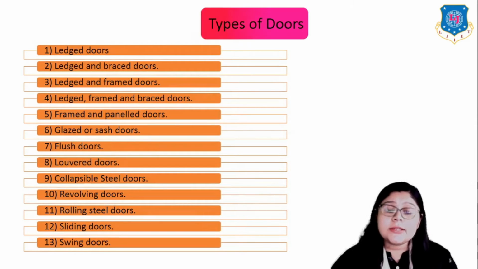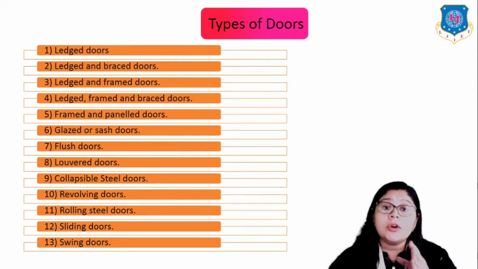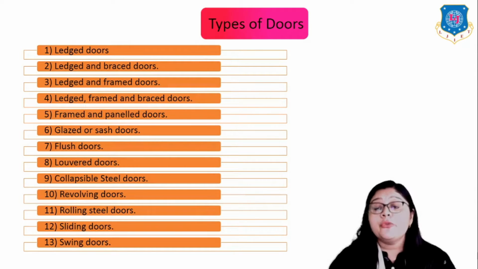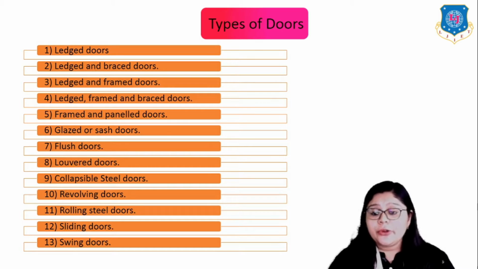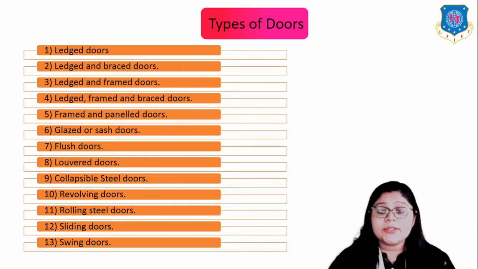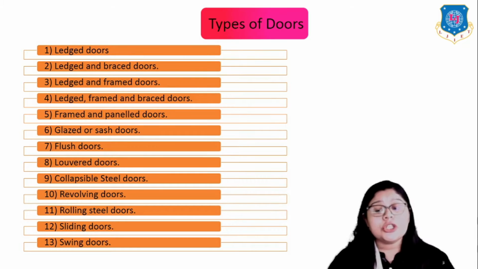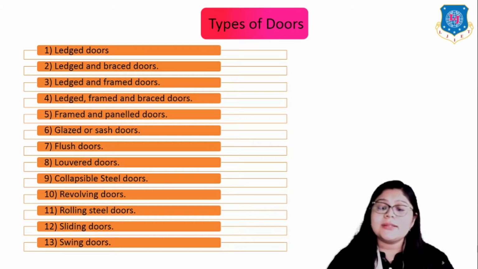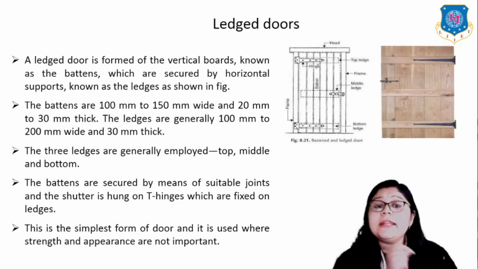There is a list of types of doors available on this slide, where you can see overall 13 types of doors. First is the ledge door, then the ledge and braced, ledge and frame, ledge frame and braced, framed and panelled, glazed or sash, flush doors, louvered doors, collapsible steel doors, revolving doors, rolling steel doors, sliding and the swing door. So let us start with the first one, which is the ledge door.